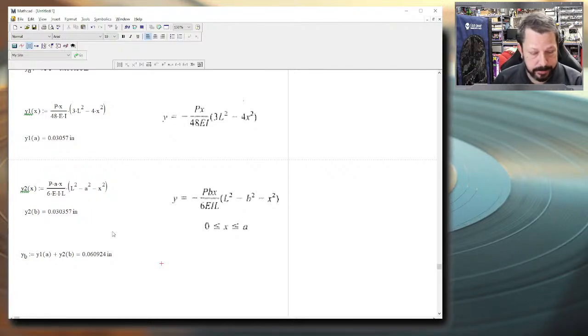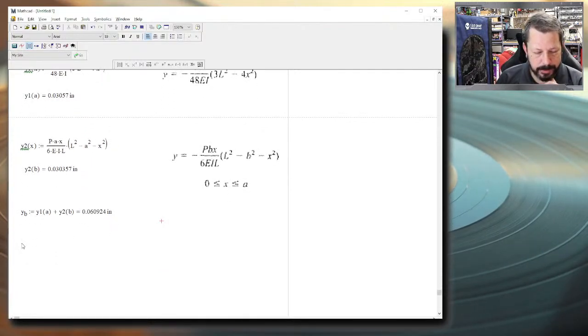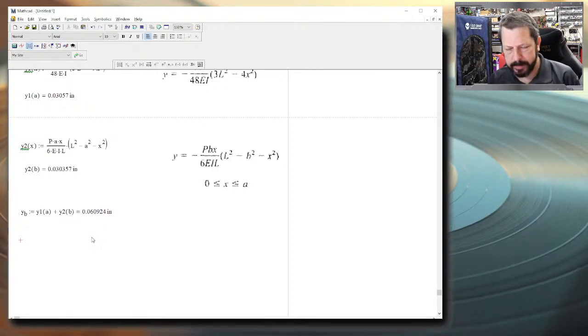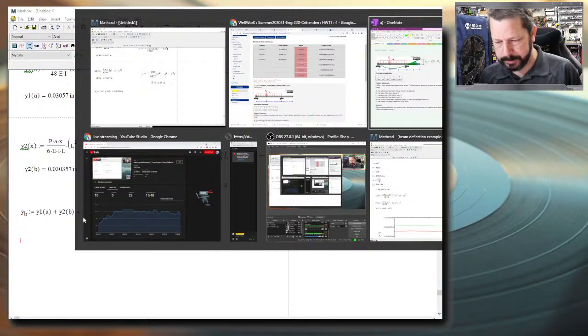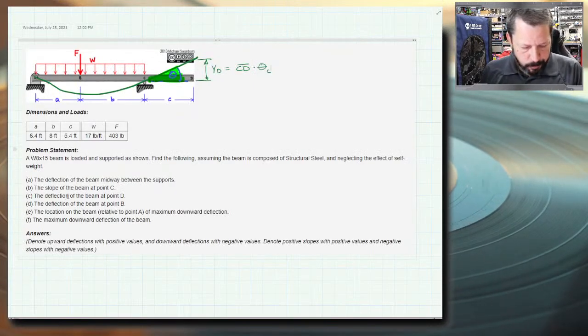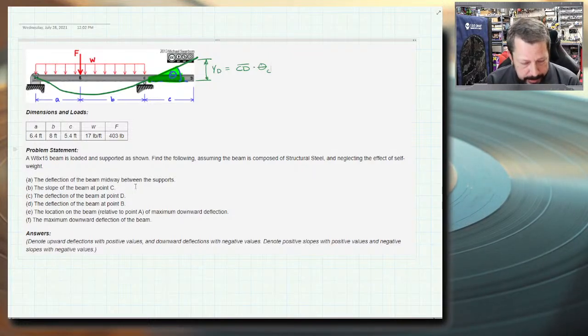I don't know. Let's move on. I'm not sure why WebWork is disagreeing with me right now. Let's carry on, and maybe I'll see something shortly, but right now I don't see it. What else does it want? Parts E and F, these are tricky. The location on the beam relative to point A of maximum downward deflection.